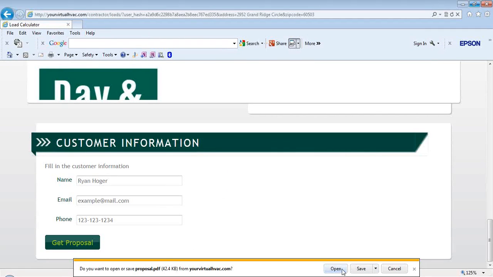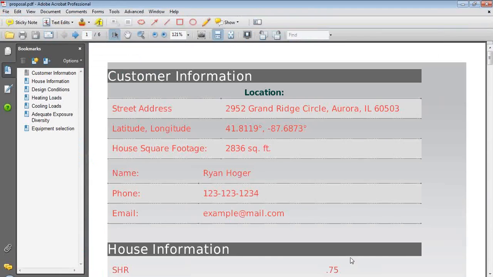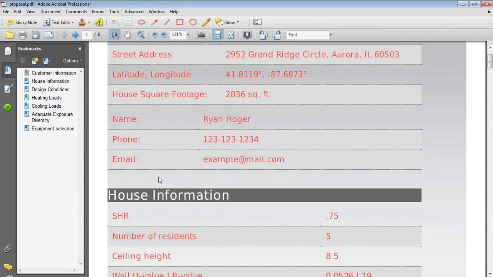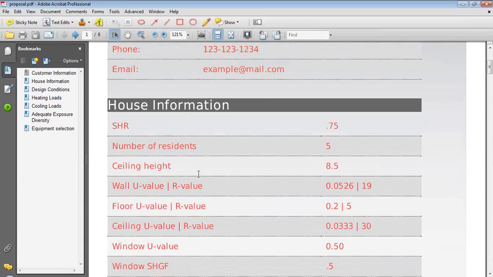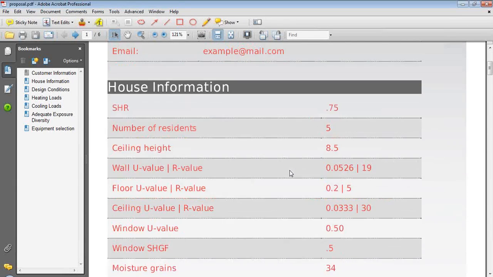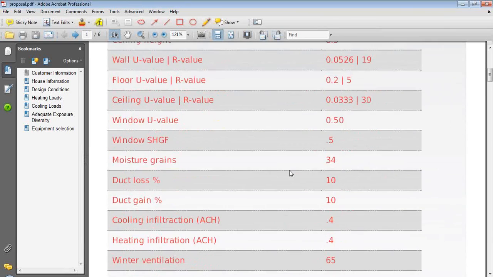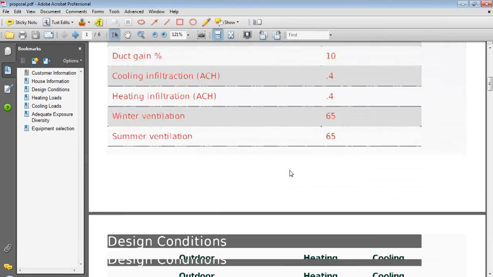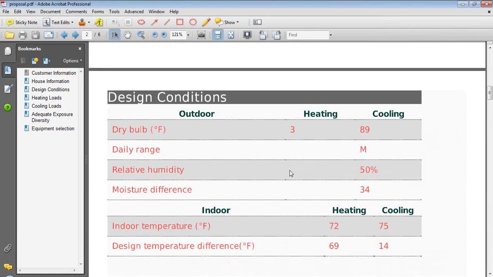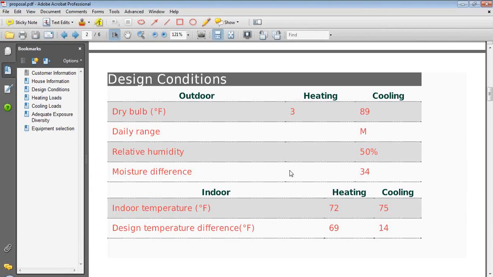Do you want to open or save the proposal? I'm just going to go ahead and open it. I could always save it later if I want to as well. So here's the proposal. It's 6 pages. So it gives me some basic information. Where is this place physically located in terms of address and on a map? Square footage, name of the customer, which I just left blank basically. My input values in terms of insulation and how many people live there and that kind of stuff. Leakage rates, so forth. My design conditions for both my indoor and outdoor conditions.